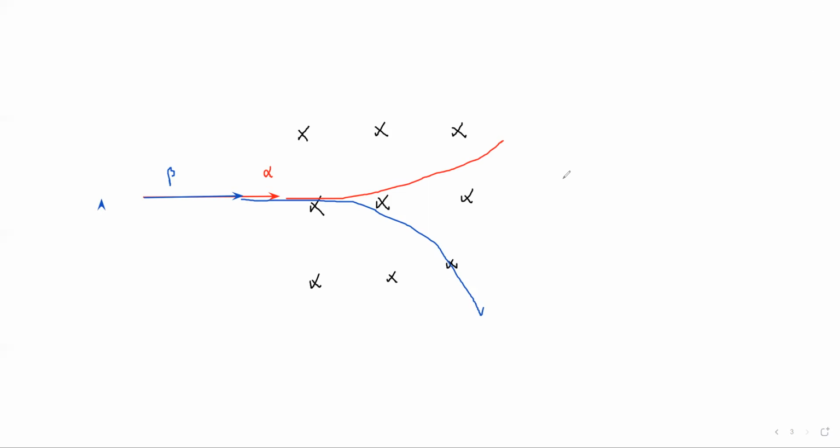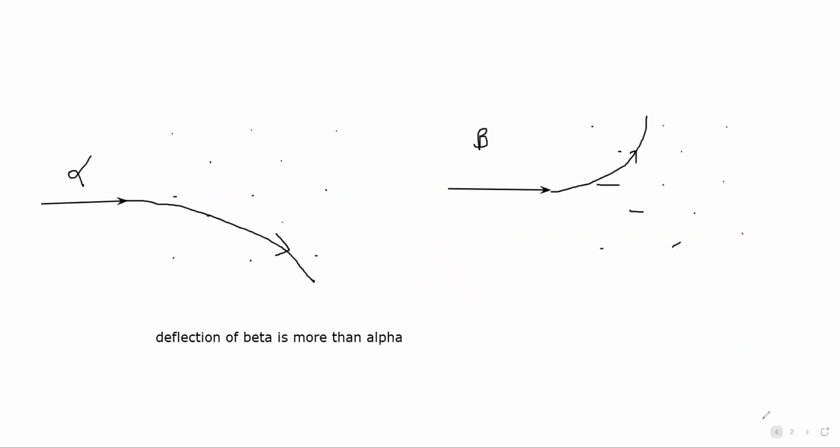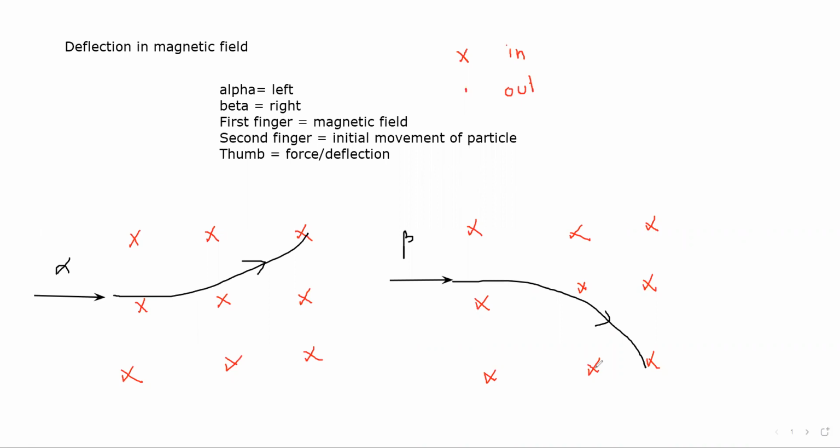The deflection of alpha and beta in the magnetic field. Gamma is not deflected by the magnetic field. Why? Because it does not have any charge. Only a charged particle can be deflected in a magnetic field. If it is a dot, it means the magnetic field is out. If it is a cross, it means the magnetic field is in. So cross means in and dot means out.